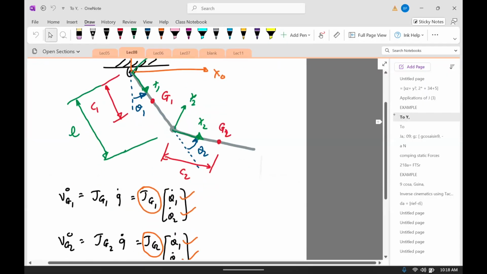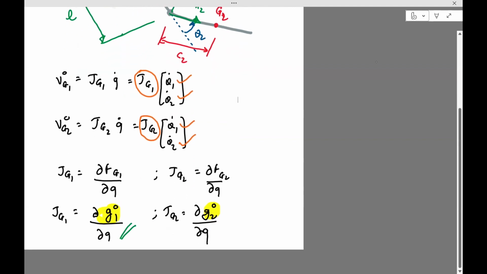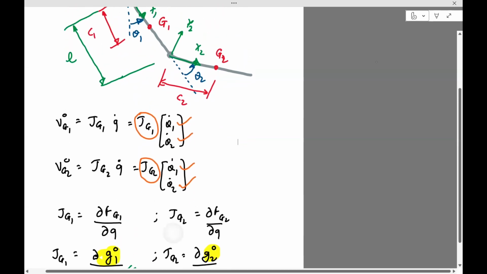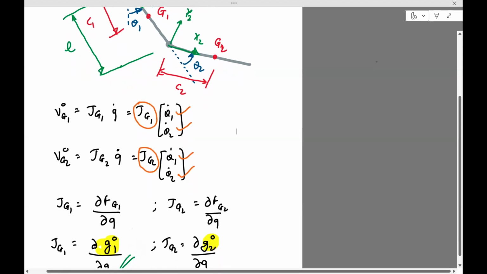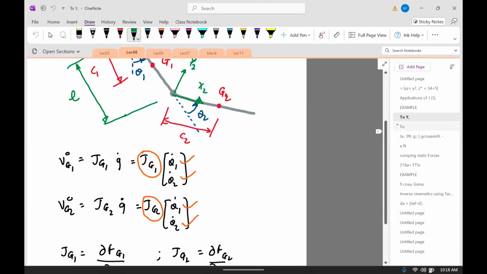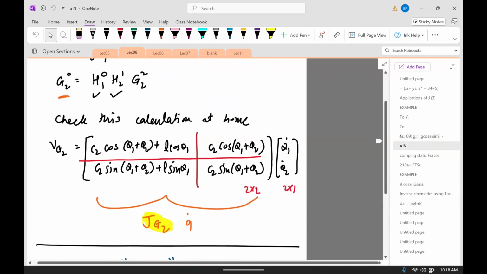So we wrote down a formula. Velocity of g1 is Jg1 q dot. Velocity of g2 is Jg2 q dot. And then essentially, once you know the position of the points g1 and g2, which we've already computed, you can compute the Jacobian and then solve for the velocity of g2.